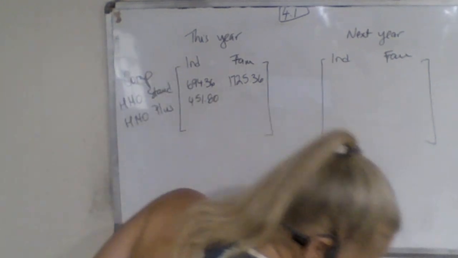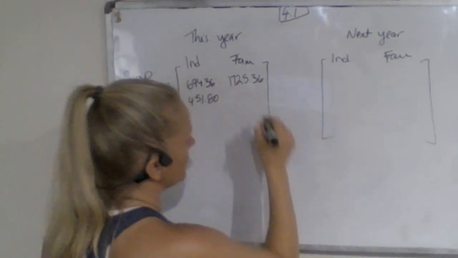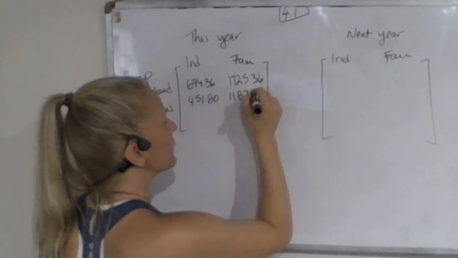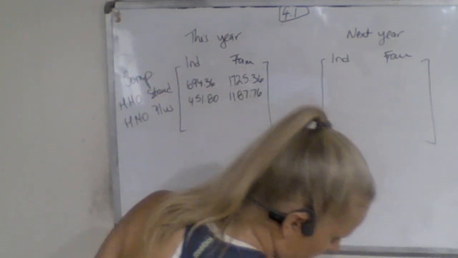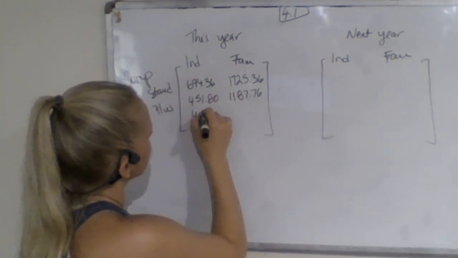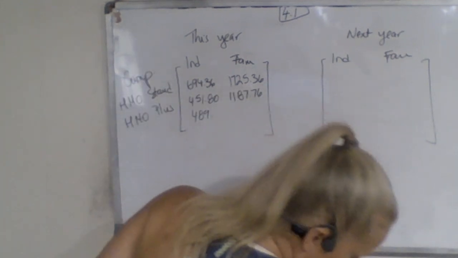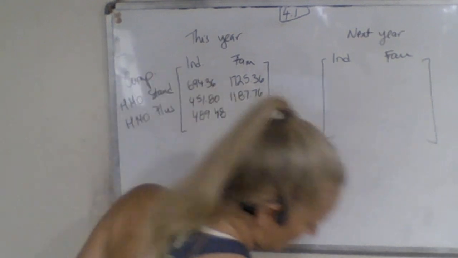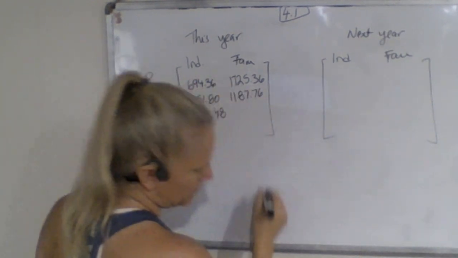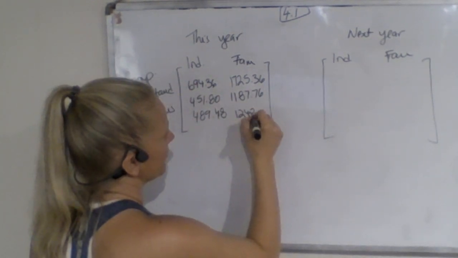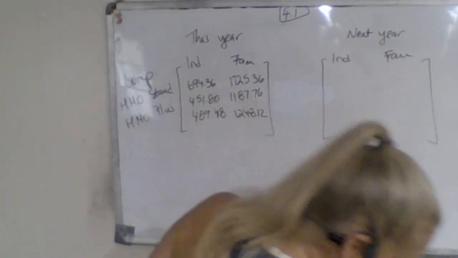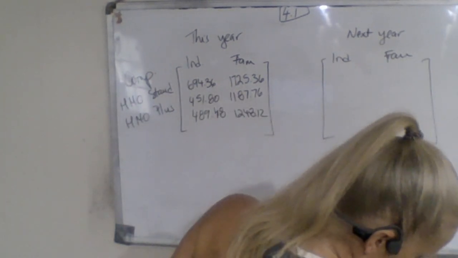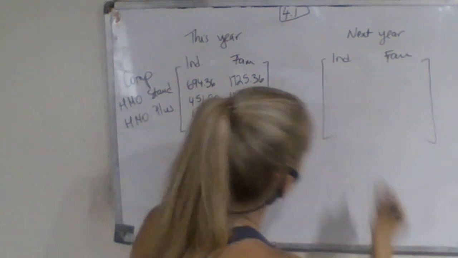80, and for the family, it is 1187.76. And then for the other one is 489.48. And then 1248.12. And then we move on to the next one. The next year, 683.81.